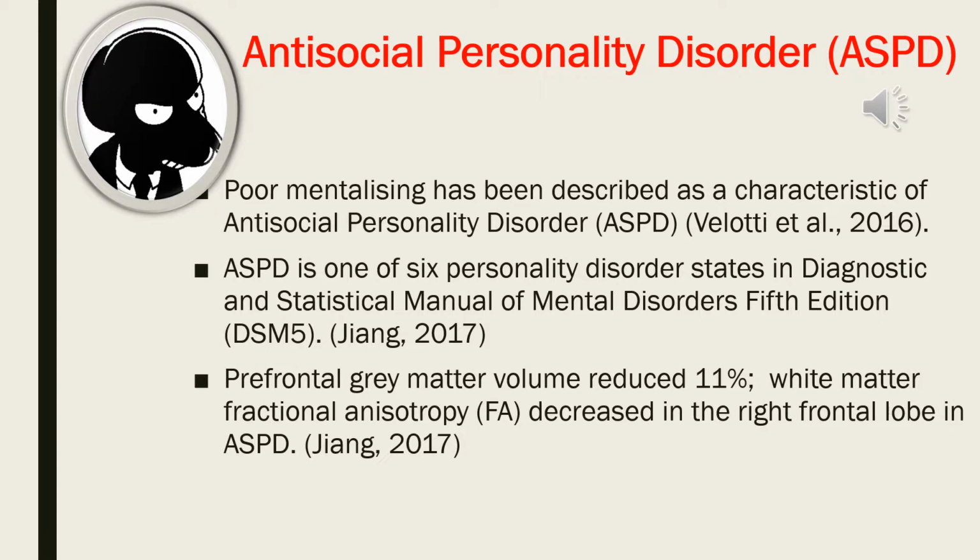Frontal gray matter volume in antisocial personality disorder was reduced by about 11%. White matter fractional anisotropy decreases in the right frontal lobe in antisocial personality. Violent individuals diagnosed with antisocial personality suffered significant loss in the anterior cingulate volumes. It is shown that white matter fractional anisotropy decreased in the right frontal lobe in antisocial personality disorder.